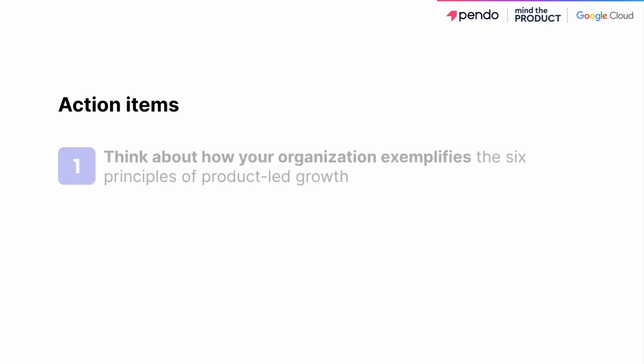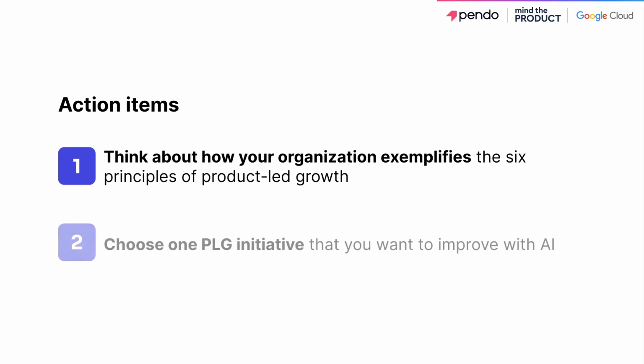Now, let's recap some action items you can take to put these learnings into practice. Think about how your organization exemplifies the 6 principles of product-led growth. If there are certain areas where your strategy feels the strongest, those might be a good place to start leveraging AI. Or perhaps you want to utilize AI to bolster PLG tactics that aren't as advanced as others. Either way, choose one PLG initiative that you want to improve with AI, taking into consideration the AI tools that are available to you and your company.